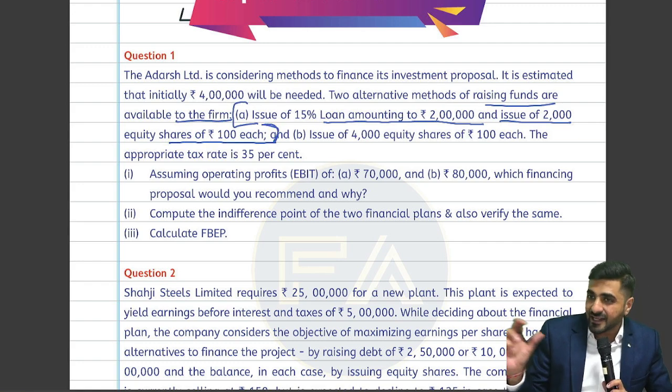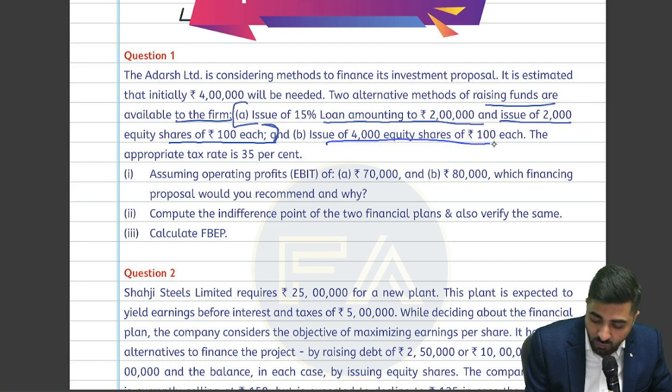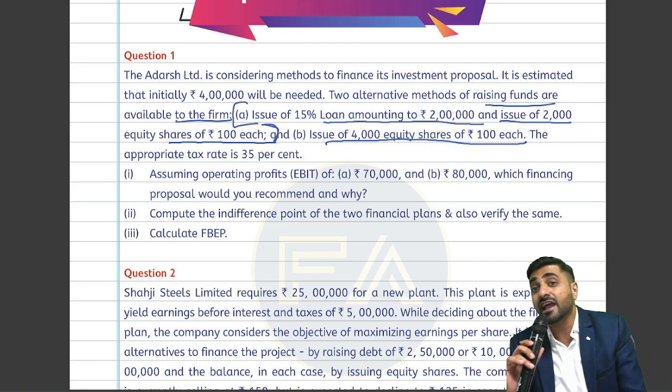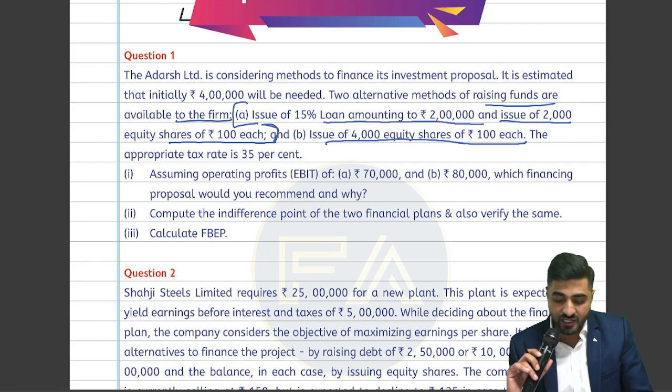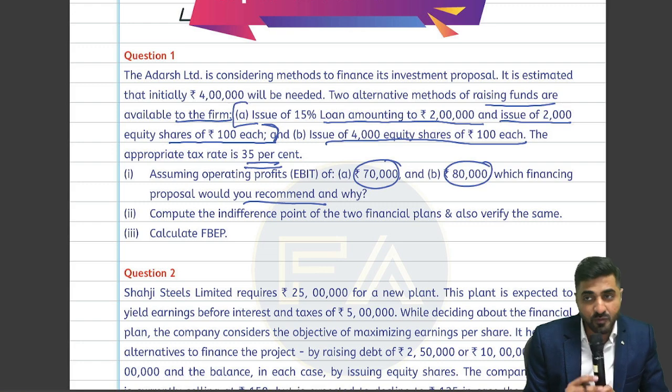So can I say debt and equity, that is the combination? Come on, yes or no? Yes. And the second combination is issue of 4,000 equity shares of rupees 100 each. It means we are going to raise the entire amount by way of equity shares. The appropriate tax rate is 35%. And assuming the EBIT of either 70,000 or 80,000, which financing proposal?